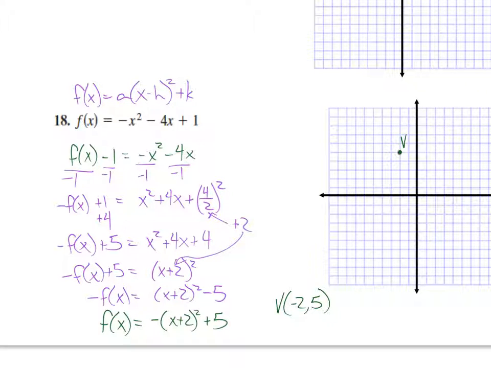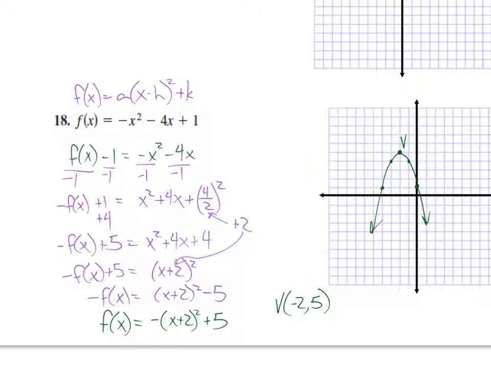So now, instead of going over 1 and up 1 and over 2 and up 4, we're going to find other points by going over 1 and down 1, over 2 and down 4. Same thing to the left: over 1, down 1, over 2, and down 4. So right here is a sketch of our parabola. But I want to identify some features in this parabola.